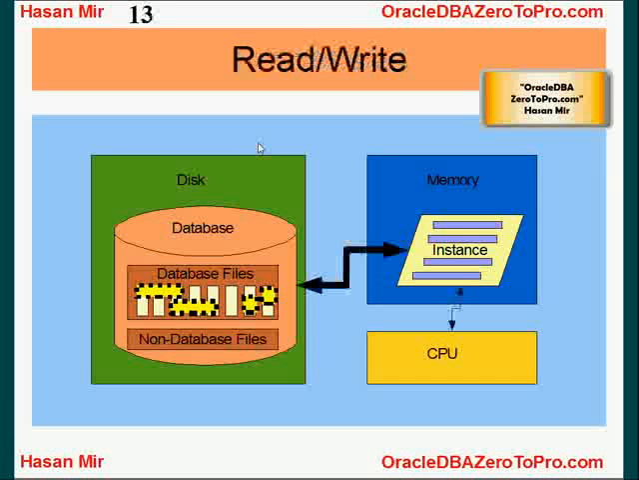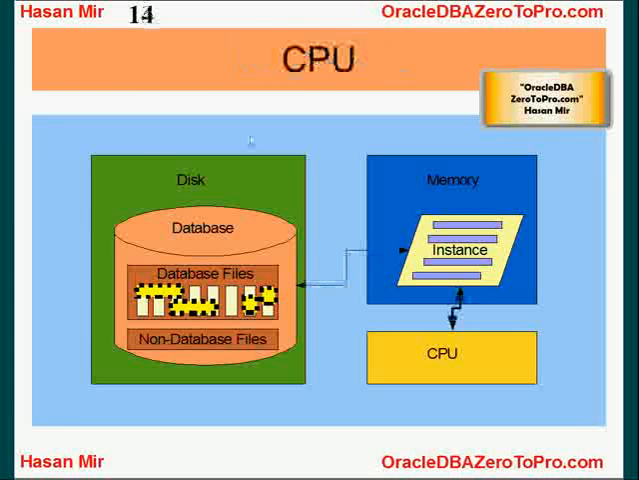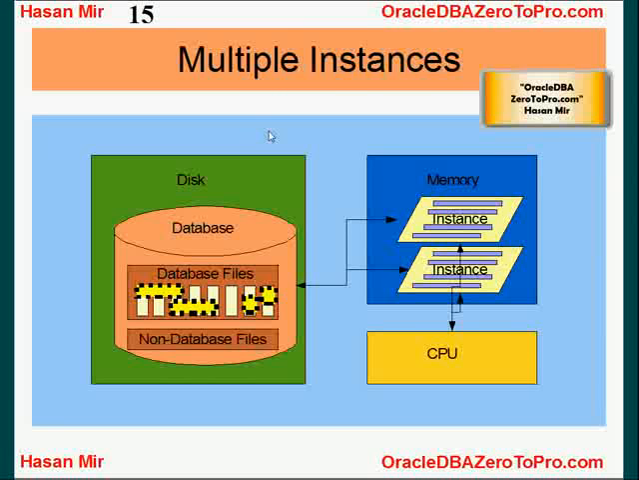Now the instance talks to the database. It may write new information to the database, or it may read information out of the database. All these processes, the whole instance as a whole, is talking to the database continuously. Not only that, the instance is also using CPU resources. So you can have a setup such that there are two instances running in the memory and both instances are talking to the same database.